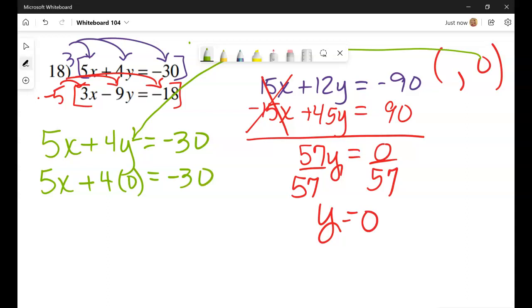So this is 0. Y'all are saying just go straight to this line? Is that okay with y'all? Because we know 4 times 0 is 0. Divide by 5, and what is x? Negative 6. Negative 6. So that is my answer.